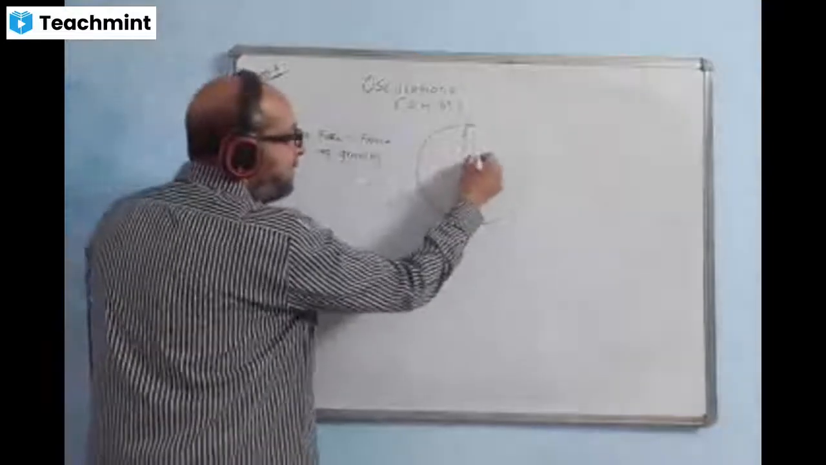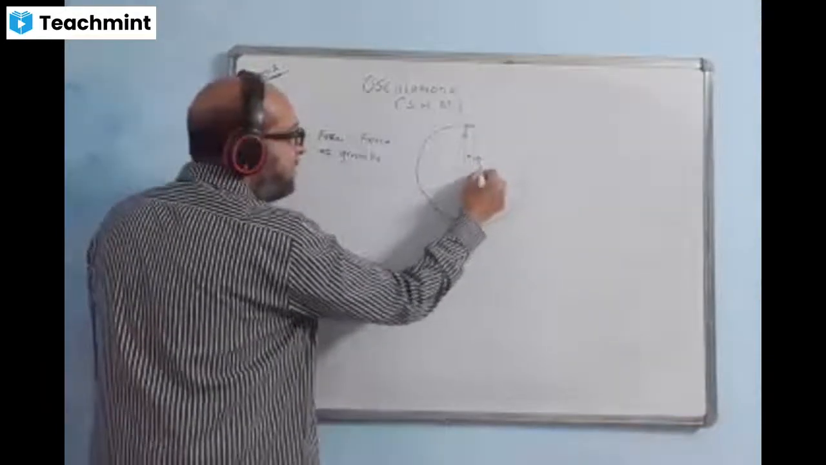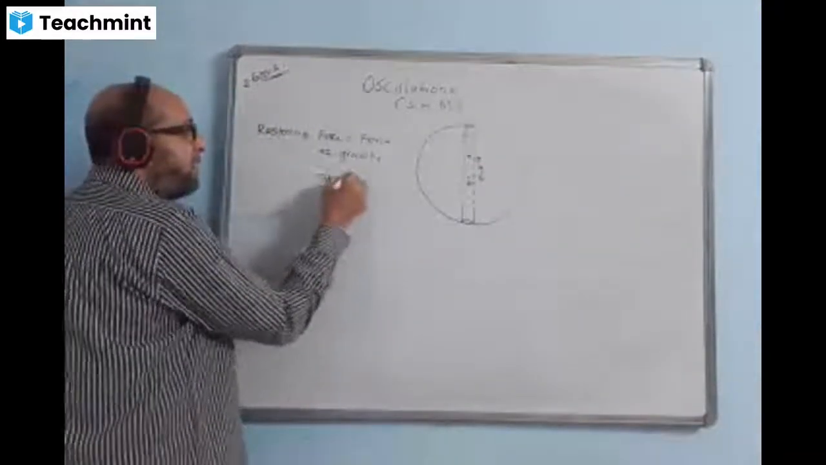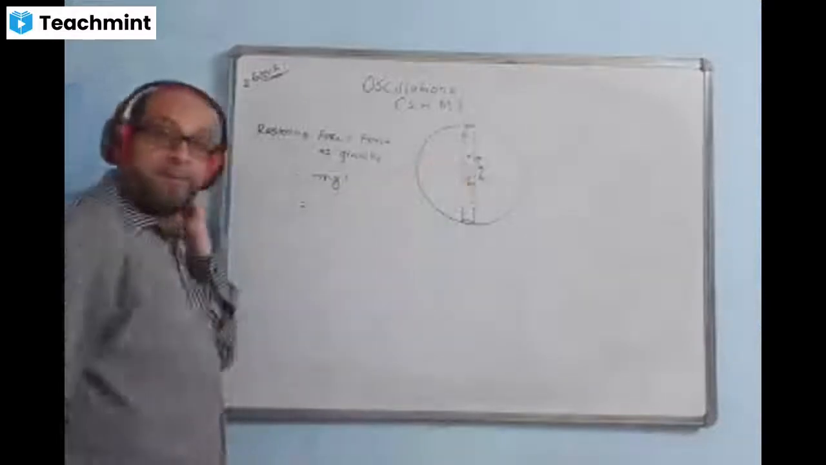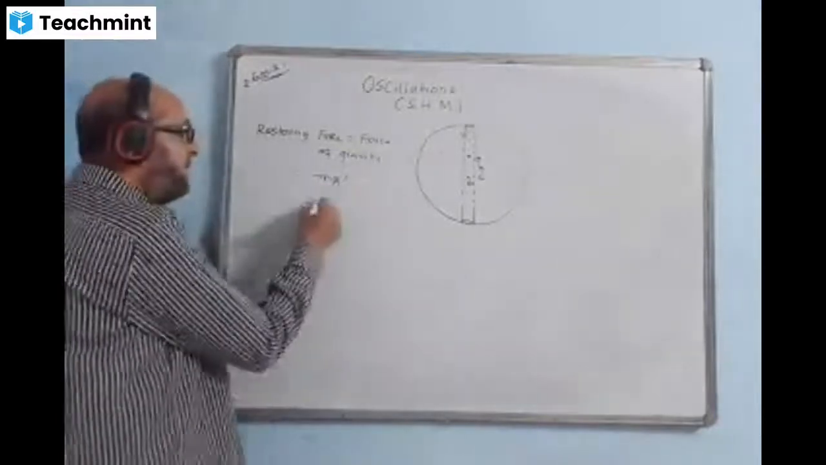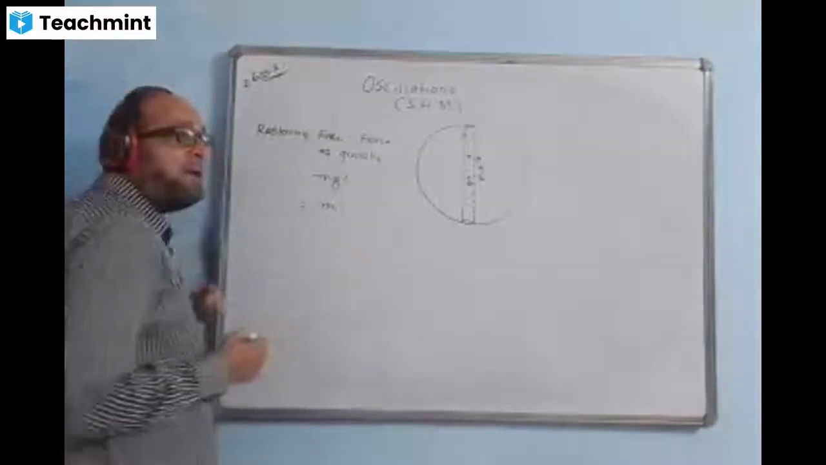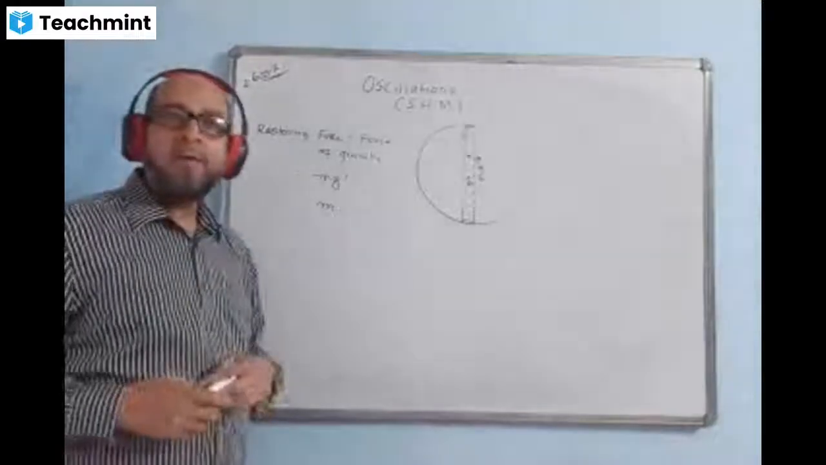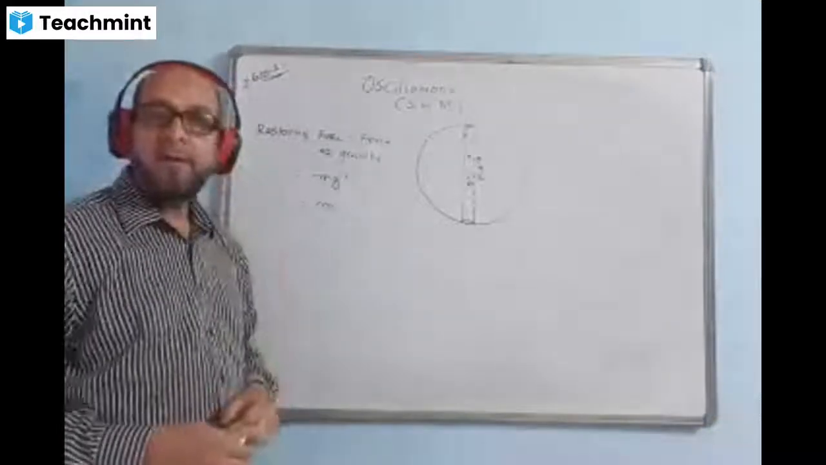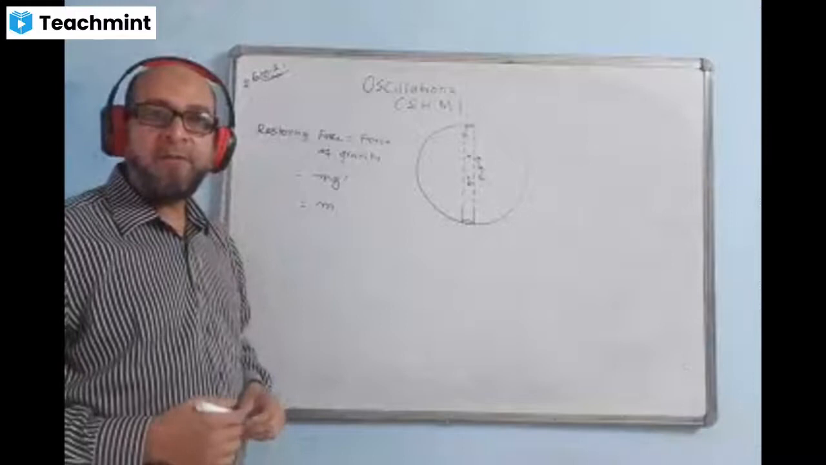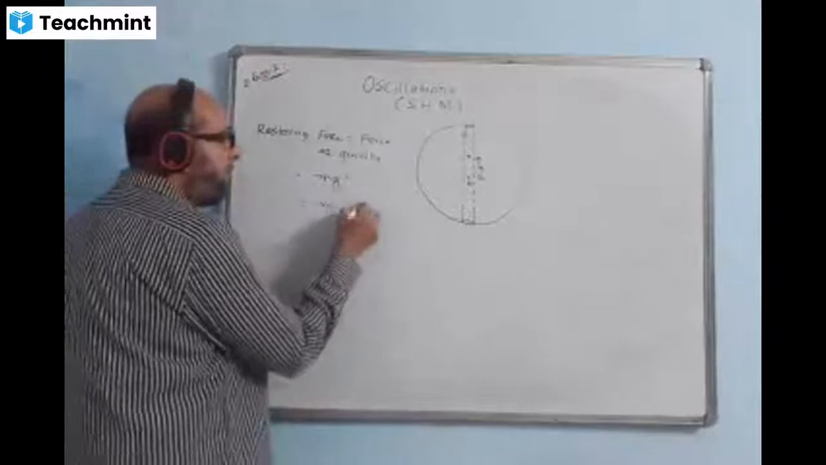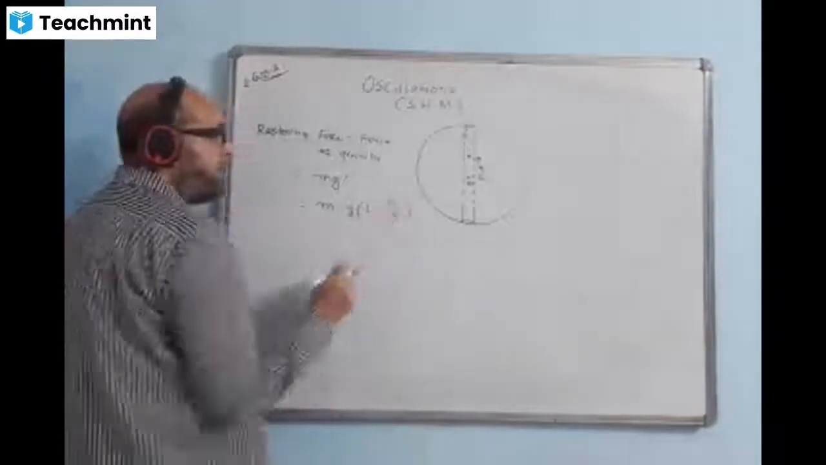Suppose the body is somewhere here. The displacement of the body is x from the center. Then the force of gravity formula is mg dash, where g dash is the value of acceleration due to gravity at this point, and m as it is. I have already given you the g dash formula in the chapter. What is the formula of the acceleration due to gravity with depth? Do you remember the formula? Any one of you? The formula goes as g dash is equal to g times 1 minus h by r. We write this.